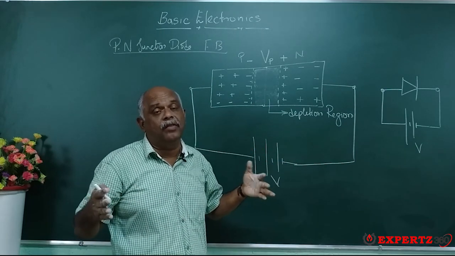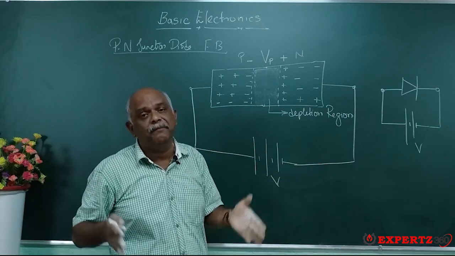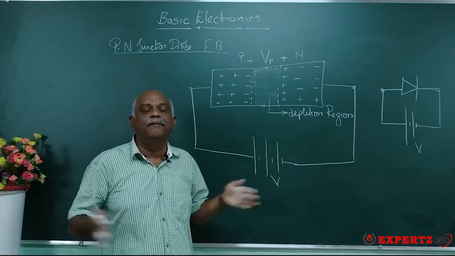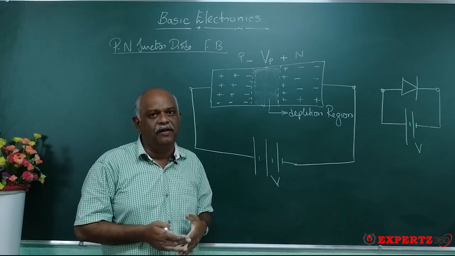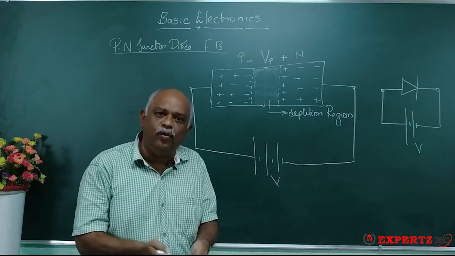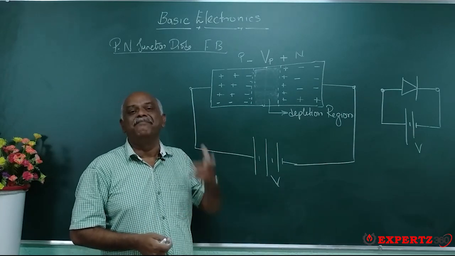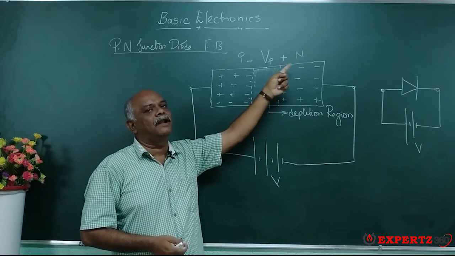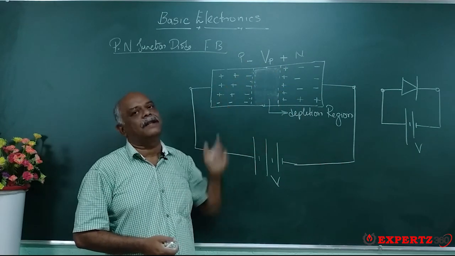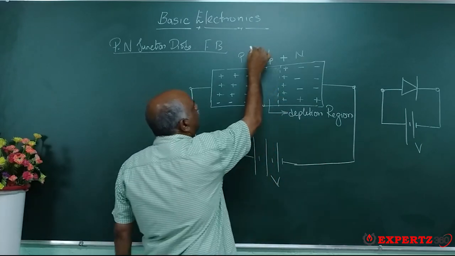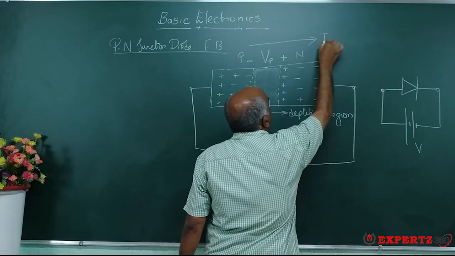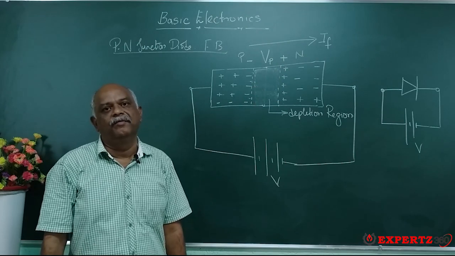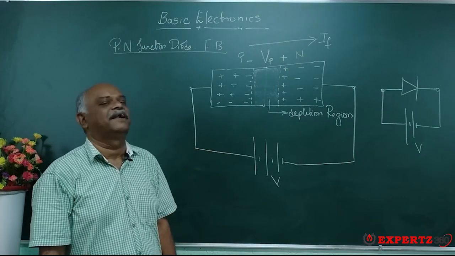Suppose 1000 electrons, suppose 1000 people are standing, you need plenty of space. But if you have only 10 persons, then you need less space. So naturally the depletion region width is going to get reduced. The potential barrier voltage is going to get reduced. The electric field strength is going to get reduced. So what happens? The majority carriers, the holes, diffuse into the N-type. And similarly, the electrons diffuse into the P-type, which constitutes a forward current from P to N, a forward current IF. Clear? So the diode starts conducting.